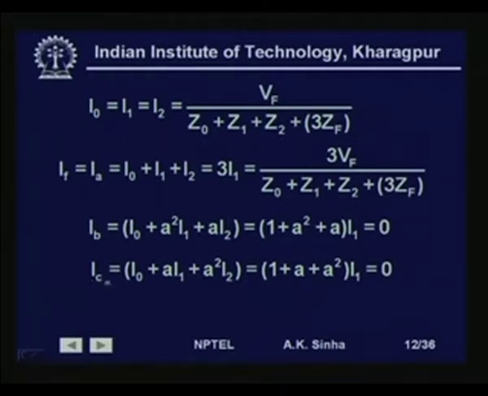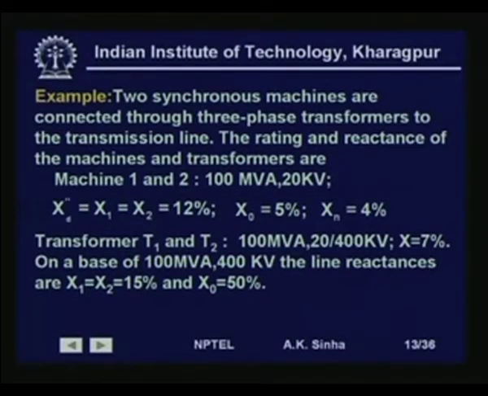Same thing for IC. IC is equal to I0 plus A I1 plus A square I2. This again comes out to 1 plus A plus A square into I1. This term again is a balanced unit phasor. So this is 0. So we get IB is equal to IC, which is 0. This is what we had seen earlier also when we described the condition in phase variables for a single line to ground fault. Now let's take a small example to see how this works.